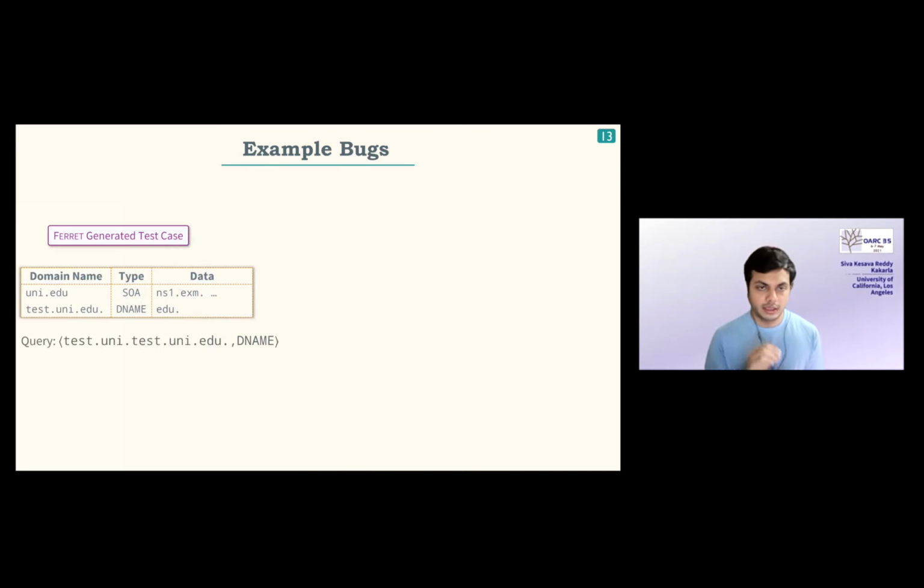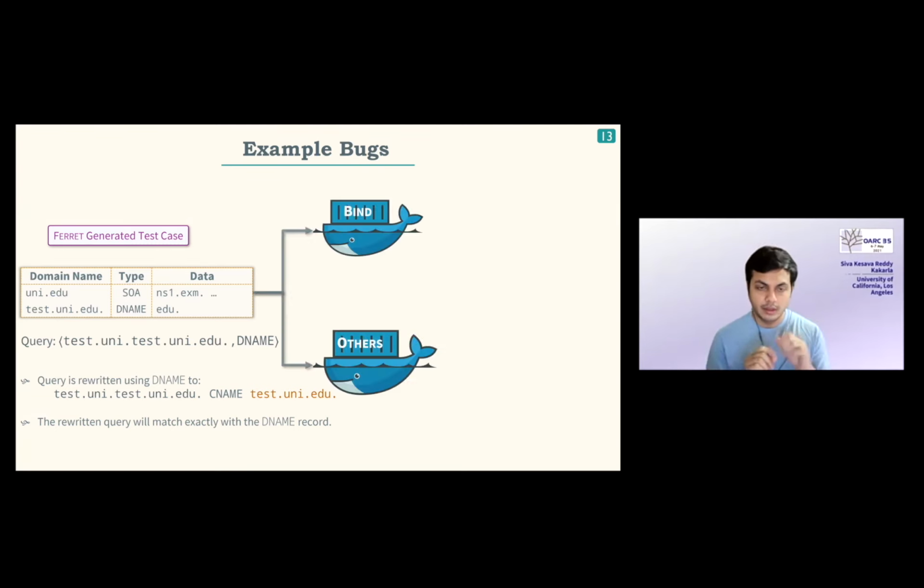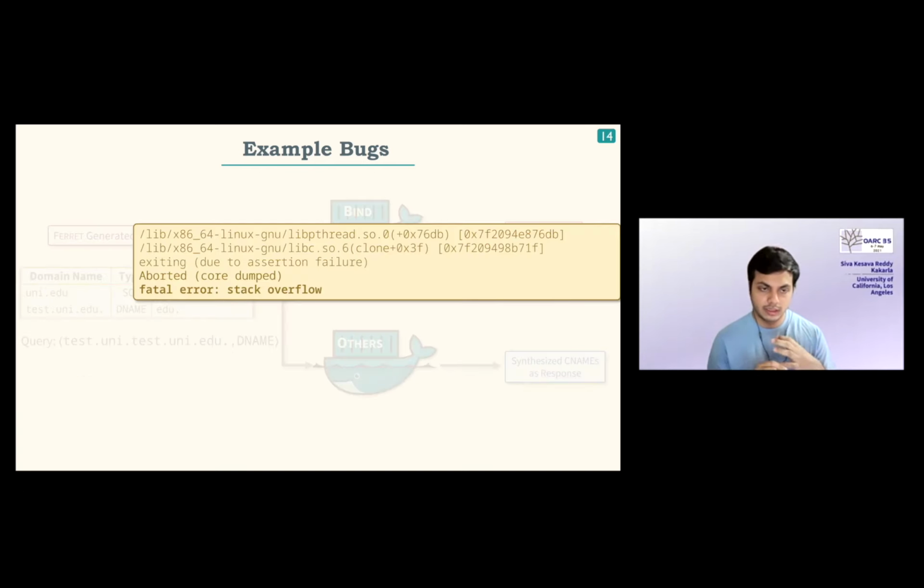So consider this example, which is a test case that the tool generated. Both the zone file and the query were generated by the tool. This query is first rewritten using the DNAME to a CNAME, giving the new query shown above. And the new query will match exactly the DNAME record. Now, when this test case is used to test BIND and others, all the others responded with a synthesized CNAME and a DNAME as a response. But we found that BIND was not responding and the query timed out. We inspected the logs and found that the server had crashed, giving this message.